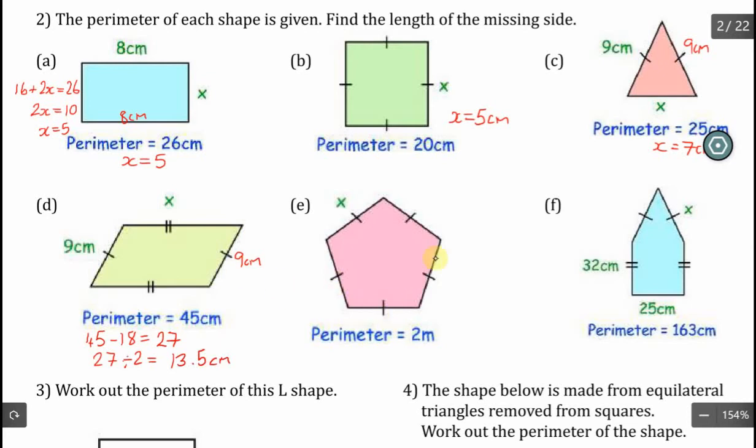This is a pentagon with all the sides the same, so 5 lots of x equal 2 meters, or 200 centimeters. 5 lots of something make 200, x must be 40 centimeters, or 0.4 meters. And a bit of a different shape here.